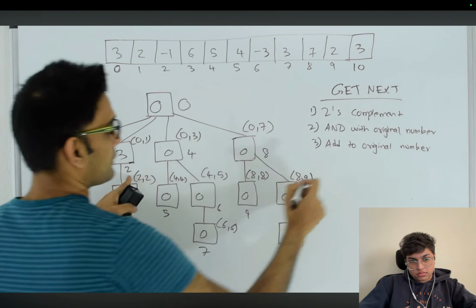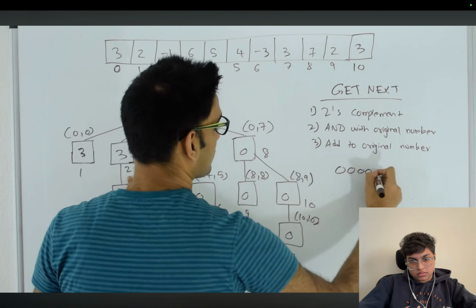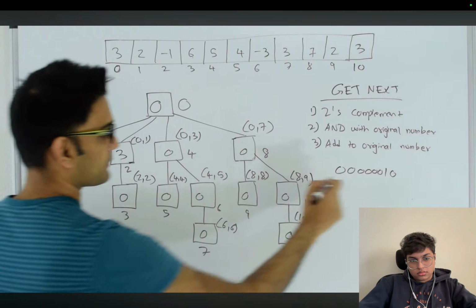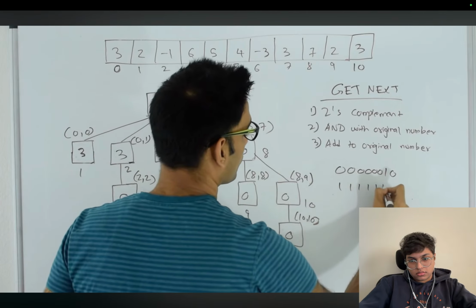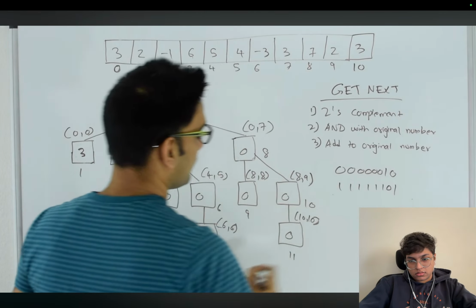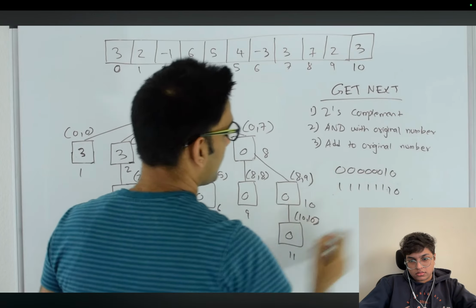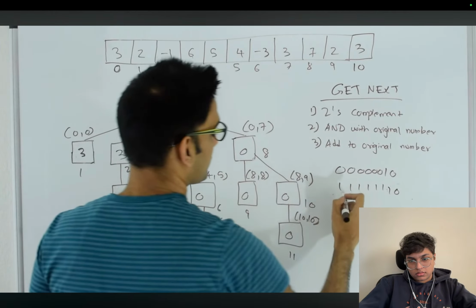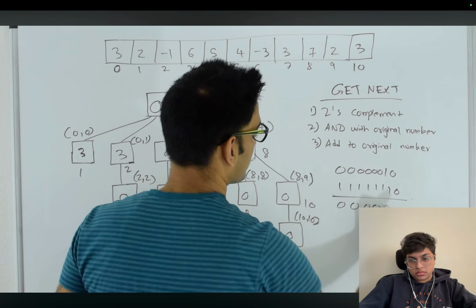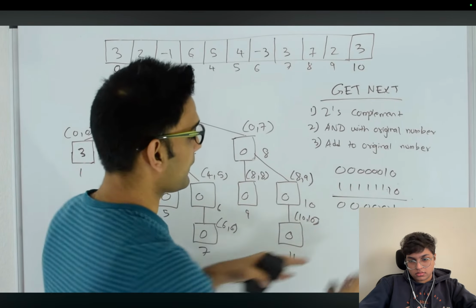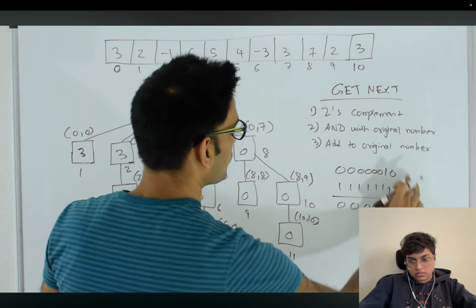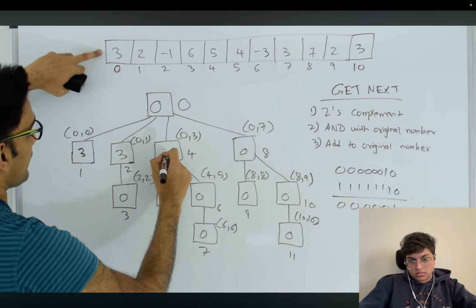2 can be represented as 0, 0, 0, 0, 0, 0, 1, 0. 2's complement of this is 1, 1, 1, 1, 1, 1, 1, 0. If we AND it with the original number, this becomes 0, 0, 0, 0, 0, 0, 1, 0. So this is 2. So we add this 2 to the original number, so we go to 4, and whatever number is there, we add this 3 to that, so that becomes 3.